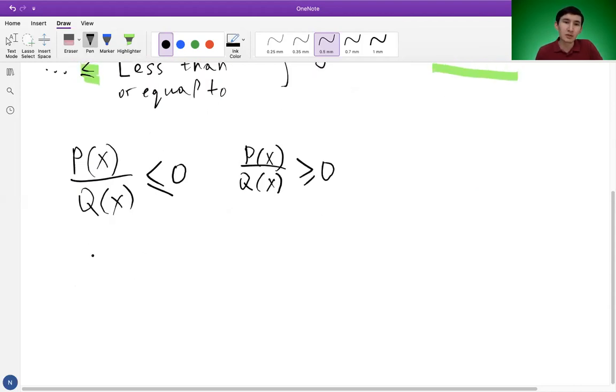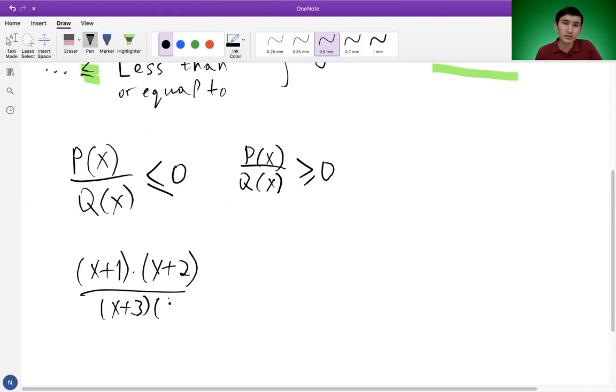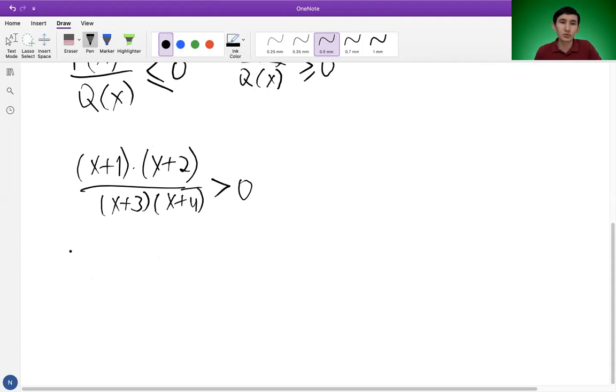Let me give an example. For example, x plus 1 times x plus 2 divided by x plus 3 times x plus 4, let it be greater than 0. So this is a rational inequality. Now, here's the main question: how to solve a rational inequality?